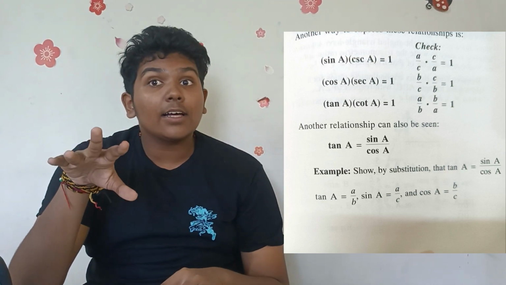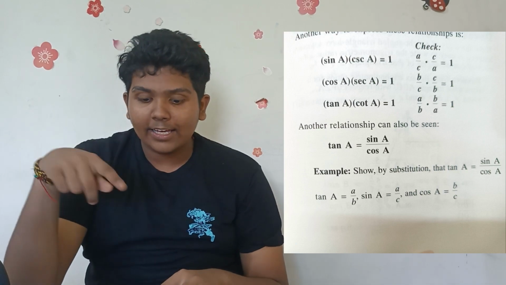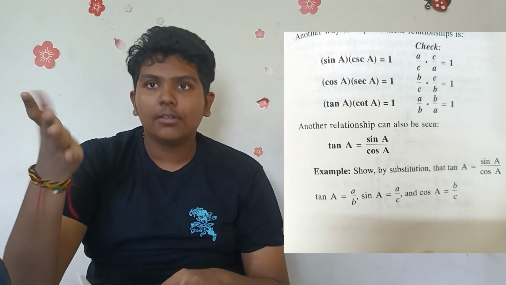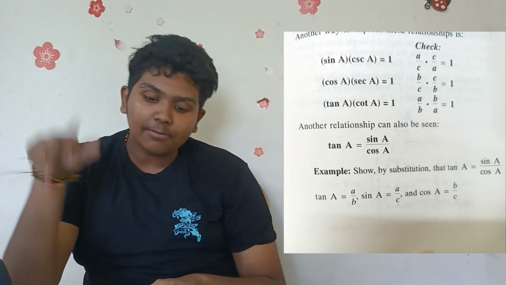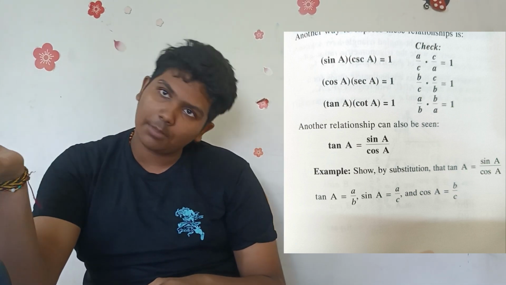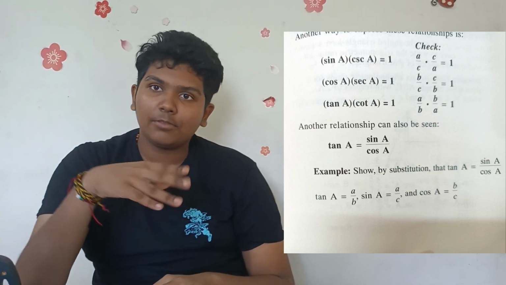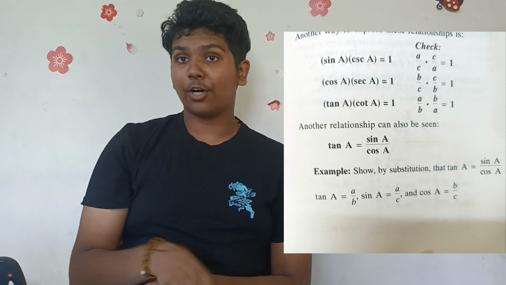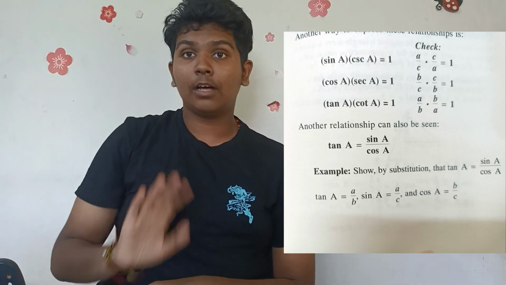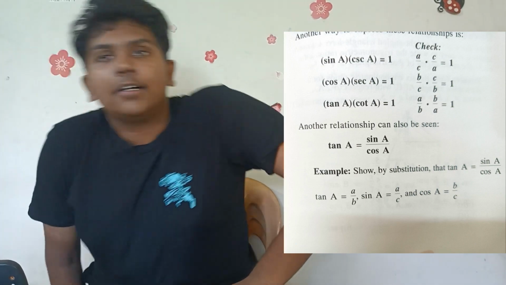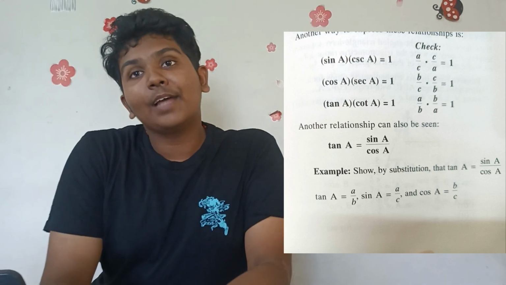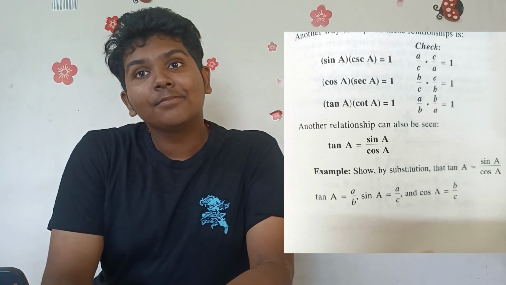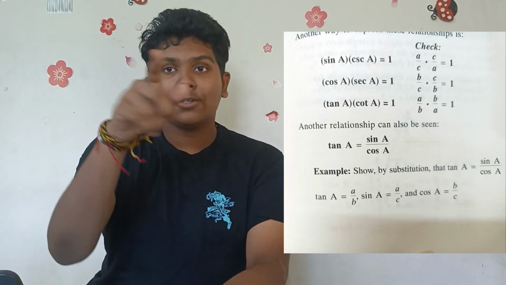Now, cos A into sec A is equal to 1. How will you solve that? Again, B by C into C by A. Cut them, you get 1. Tan A into cot A: but what is their ratio? A by B into B by A, right? Cut them, you get 1. So we got that.